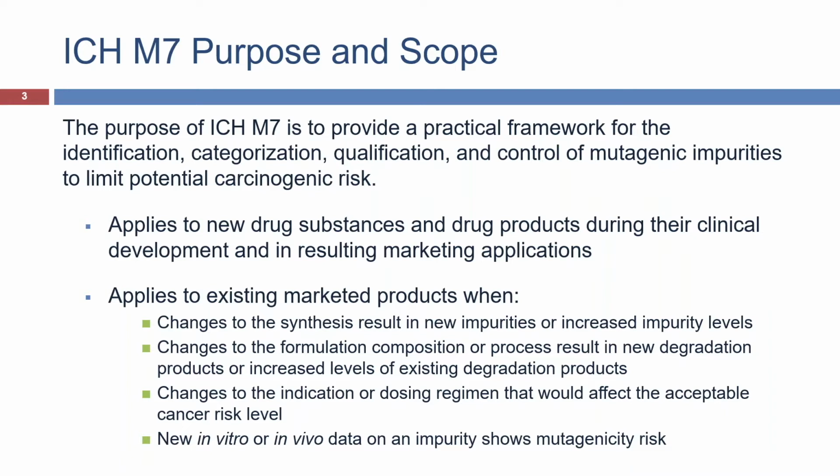This applies to new drug substances and drug products during their clinical development and in resulting marketing applications, but it also applies to existing marketed products when there are changes to the synthesis which result in new impurities or increased impurity levels, when you have changes to the formulation composition or process which result in new degradation products or increased levels of existing degradation products. It also includes changes to the indication or dosing regime that would affect the acceptable cancer risk level. In cases where there's new in vitro or in vivo data on an impurity that shows mutagenicity risk, this also applies.